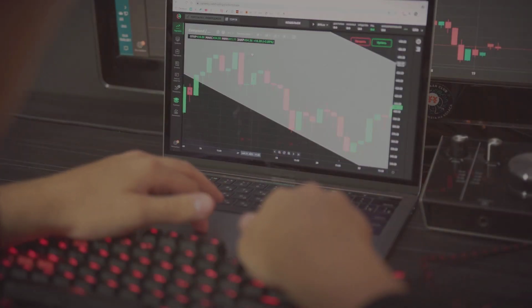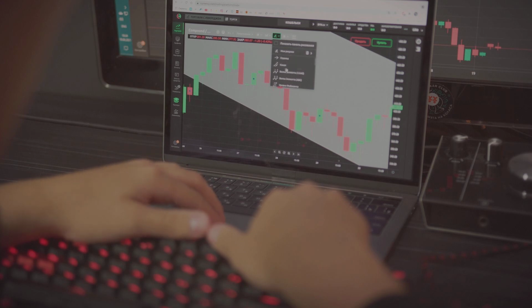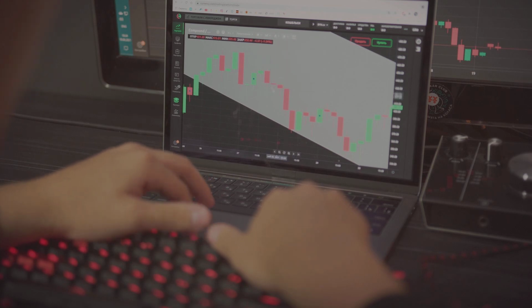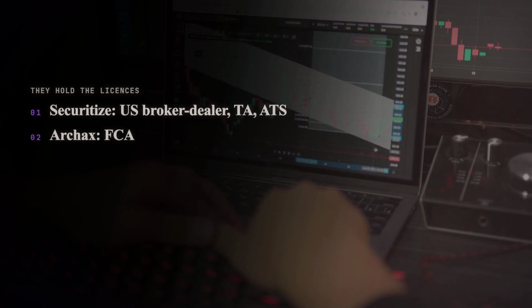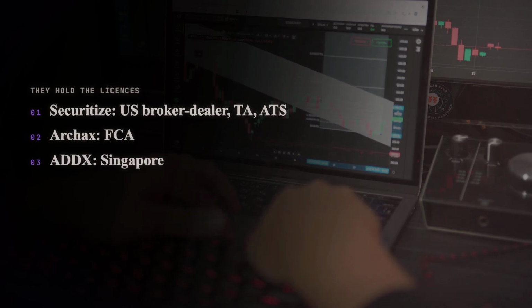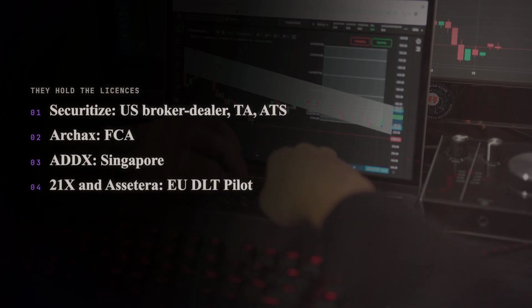Now the vendors, and there are two structurally different kinds. Some platforms hold their own regulated licenses, so you do not need yours. Securitize in the US with a broker-dealer, transfer agent, and trading venue. Archax under the FCA, ADDX in Singapore, 21X and Assetera under the EU's DLT pilot regime.